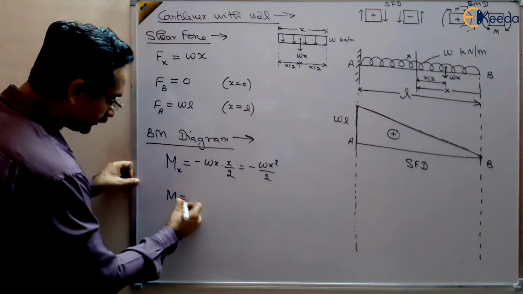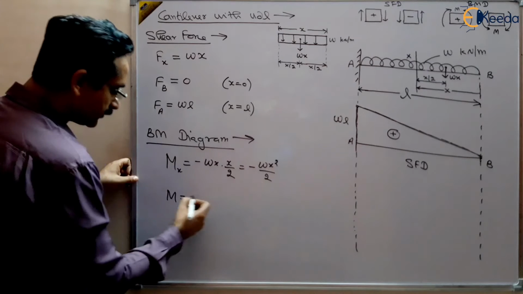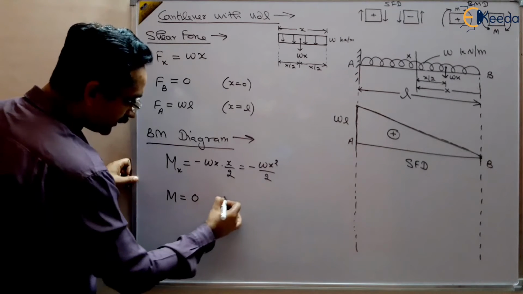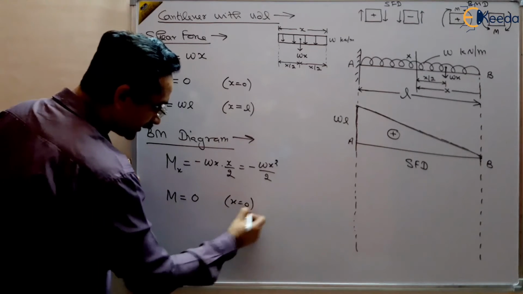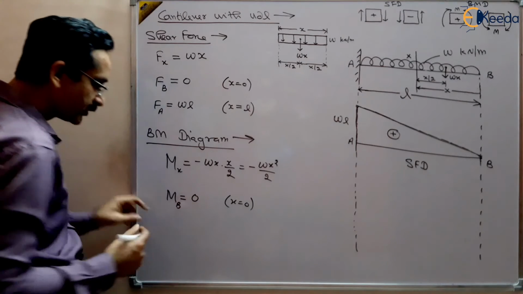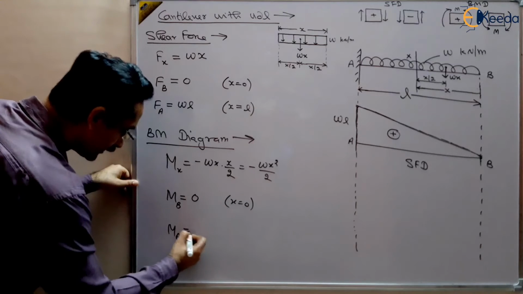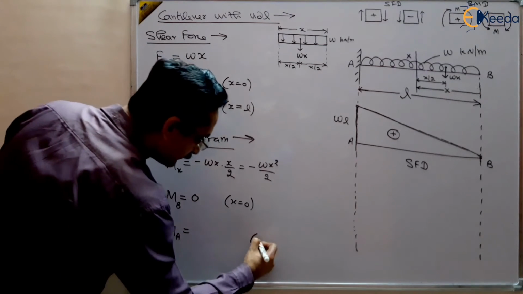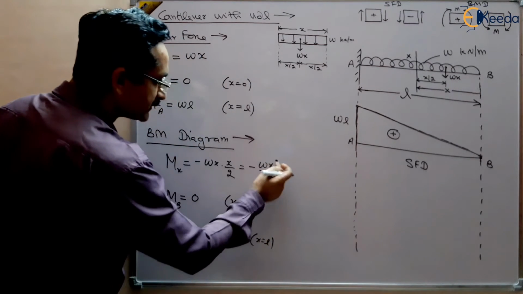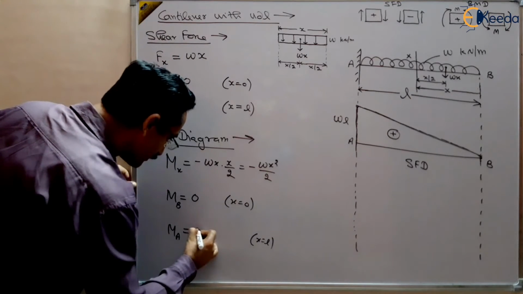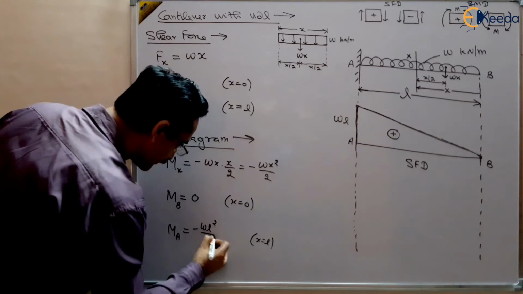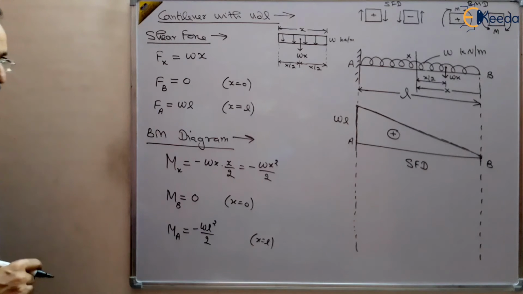So M will be equal to 0 when X is 0, and X is 0 at point B because we are measuring from B. And M at A, where X is L, put the value of X as L: minus WL square by 2, right? Minus WL square by 2.